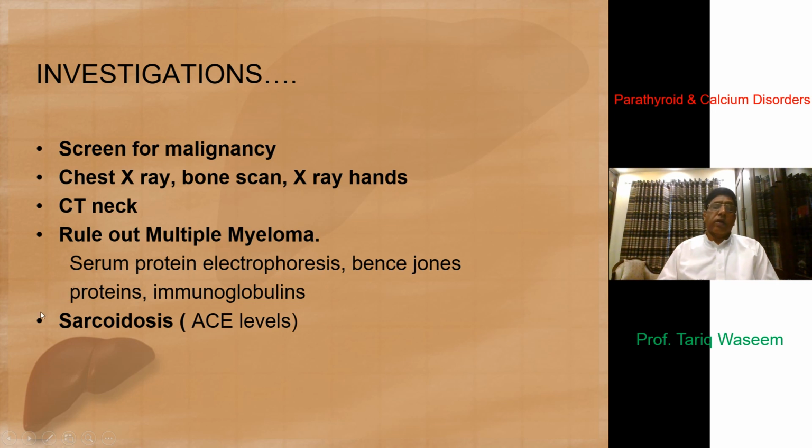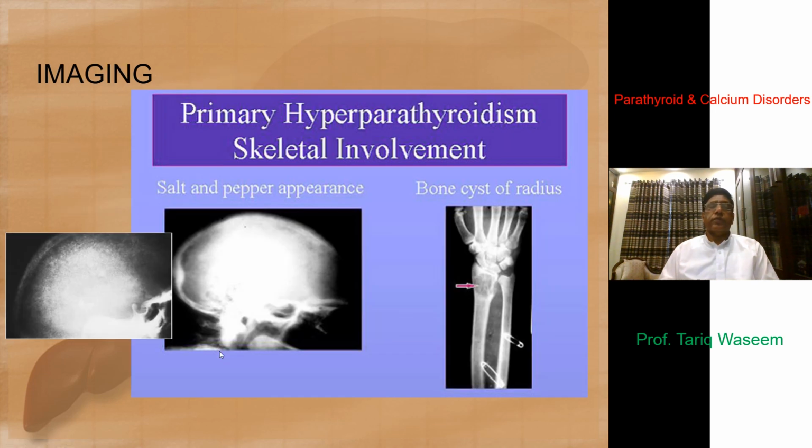And not to forget, another important cause of hypercalcemia can be sarcoidosis, where you check the serum ACE levels. The reason for sarcoidosis to cause hypercalcemia is more activation of vitamin D to the active form, 1,25-hydroxy vitamin D, in patients who have sarcoidosis.